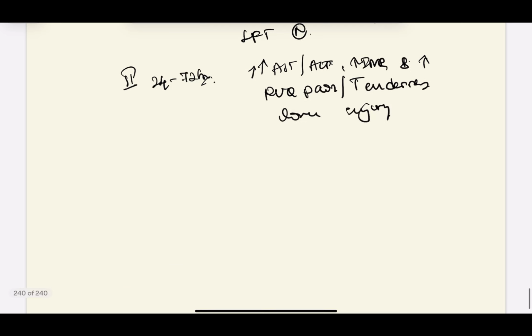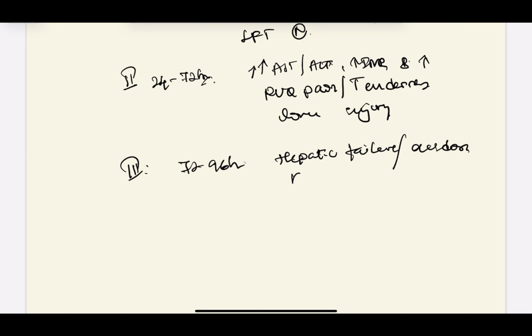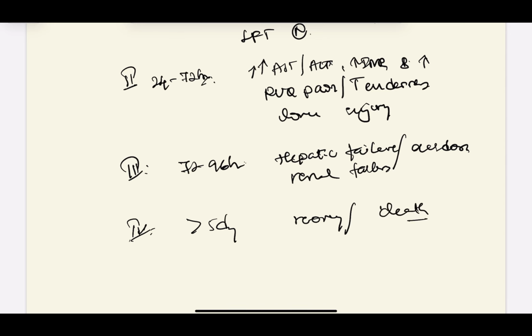In stage 3, what happens? It may last from 72 to 96 hours. Here hepatic failure will happen. In stage 2 only injury was there, now the liver has failed, and acidosis will happen. Renal failure will happen, basically multi-organ failure. Then in stage 4, either recovery after 5 days, or death due to acute liver failure. So this is about clinical features.